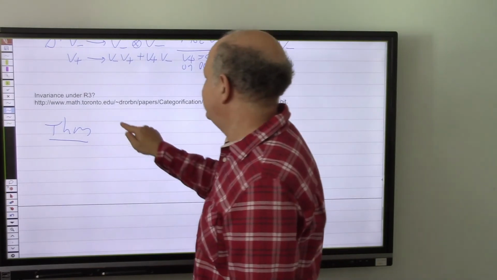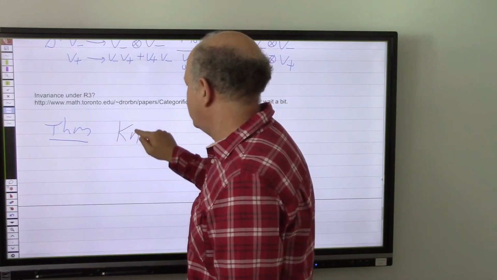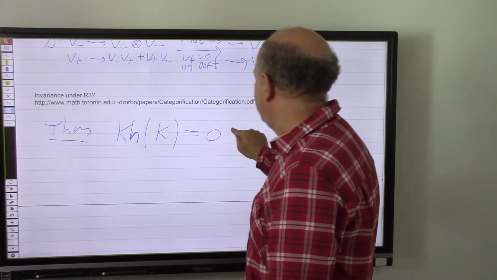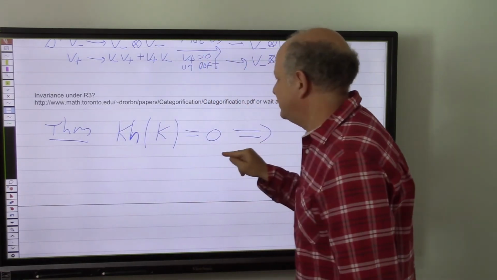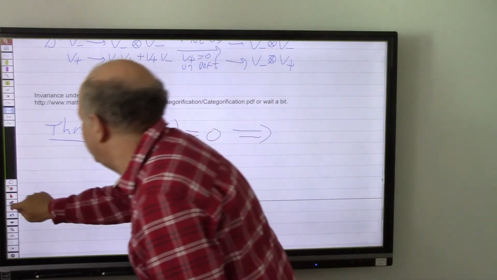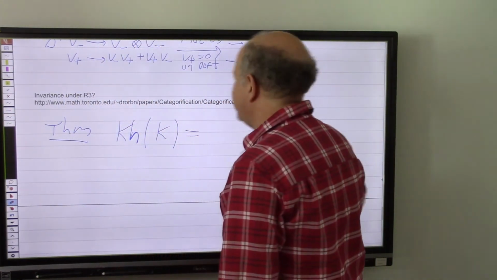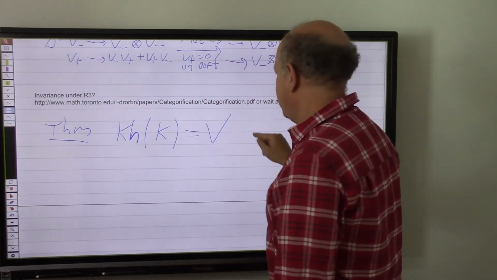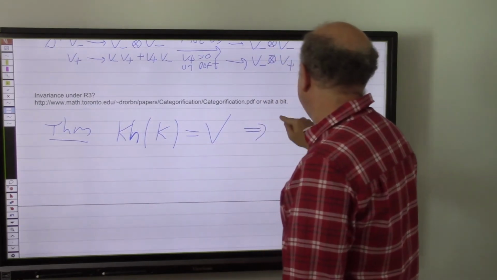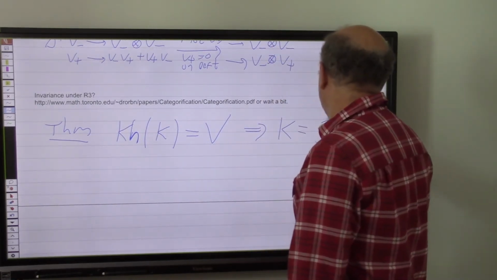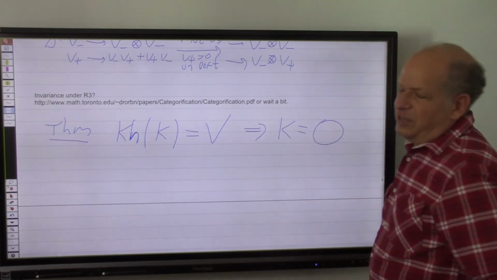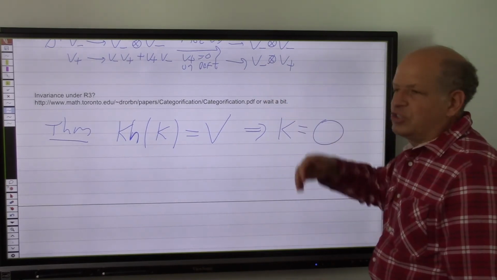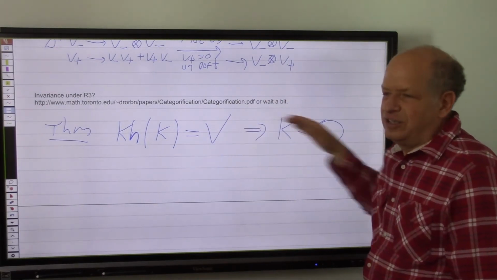The theorem says that if the Khovanov homology of a knot K is equal to, not to 0, but to the Khovanov homology of the unknot, which is just the vector space V, then the knot K itself is the unknot. So if you have a huge knot and you want to tell if it's the unknot or not, you compute its Khovanov homology. If it's trivial, the knot is trivial.